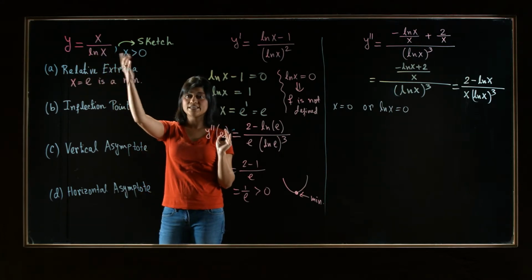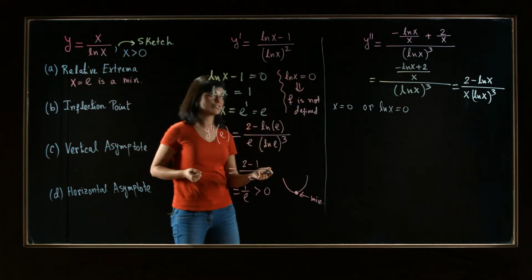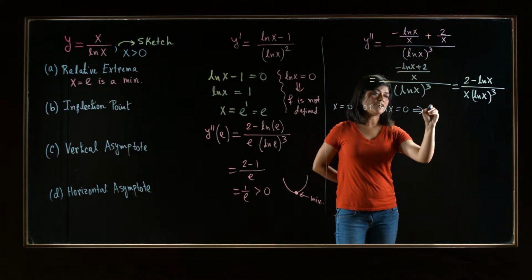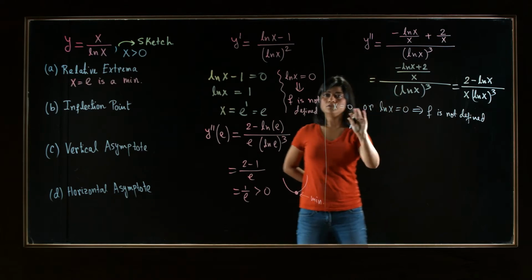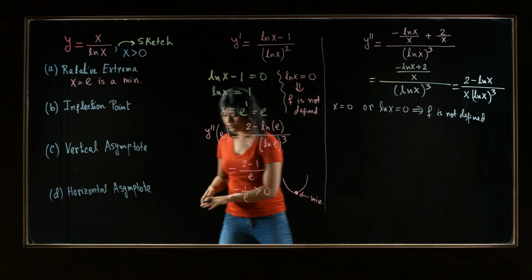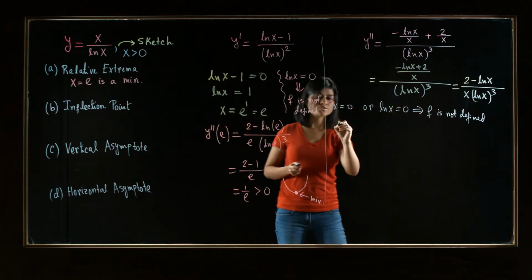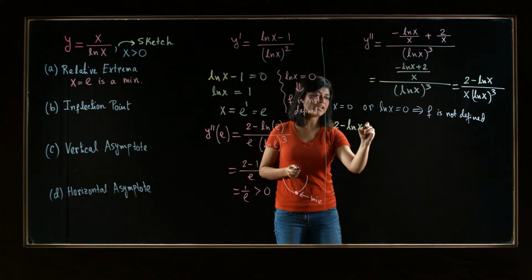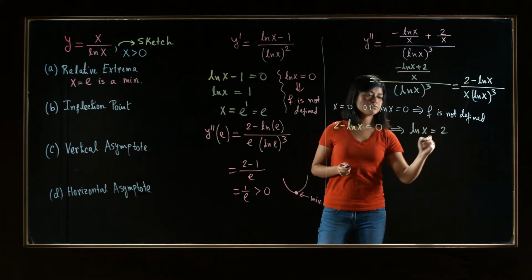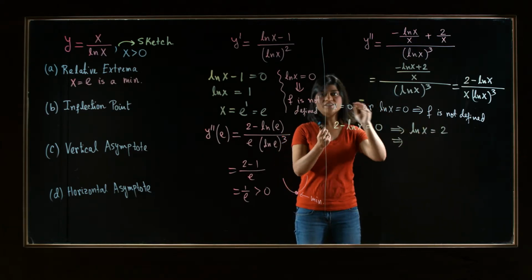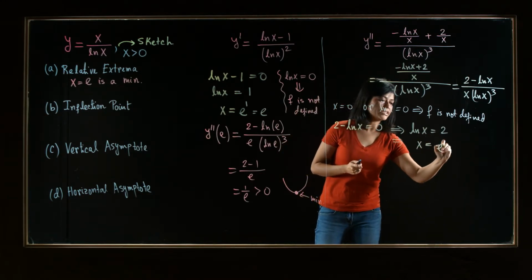We already have said that x has to be positive, so x cannot be 0, and we just saw what happens when natural log of x is 0. So these two cases, function is not defined again. So we don't need to worry about those cases. Only thing we need to worry about is when the numerator is 0. And the numerator is 2 minus natural log of x. So when is 2 minus natural log of x 0? Well, this happens if ln of x is 2. And again, you can apply the property of exponent and natural log to say the solution is x is equal to e square.